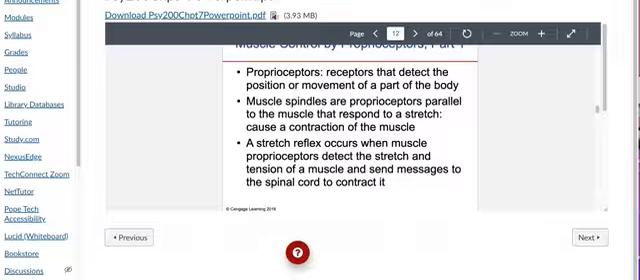This is the classic stretch reflex. When your doctor taps your knee with a reflex hammer, the sudden stretch activates muscle spindles in the quadriceps. They signal the spinal cord, and in response, your leg kicks out.